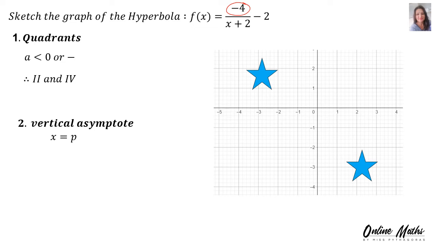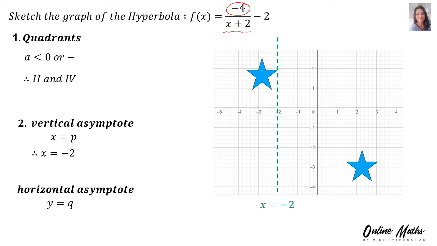Then, the vertical asymptote x is equal to p, and we find it there under the line. Therefore, x plus 2 is 0, x is equal to minus 2. And there's your vertical asymptote. And then the horizontal asymptote, y is equal to q, which is that value over there. And then y is equal to negative 2, and there's the line, y is equal to negative 2.